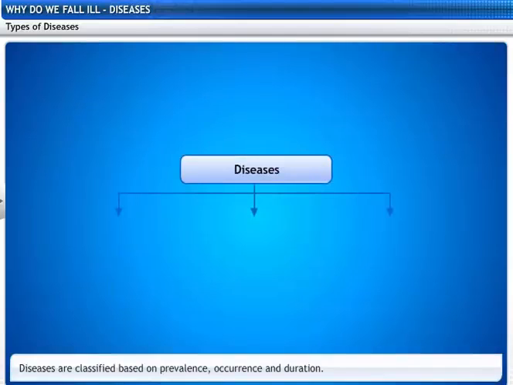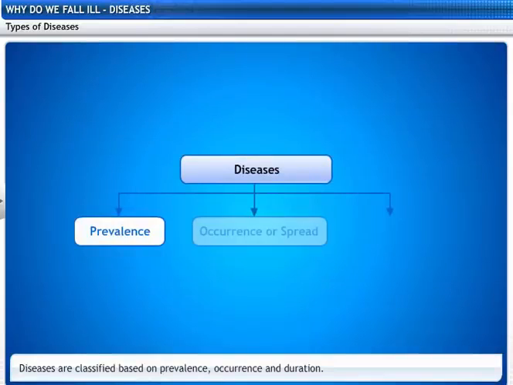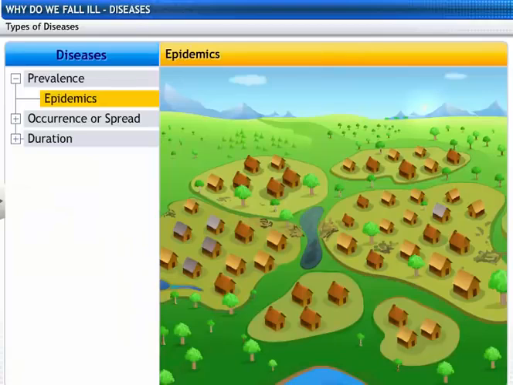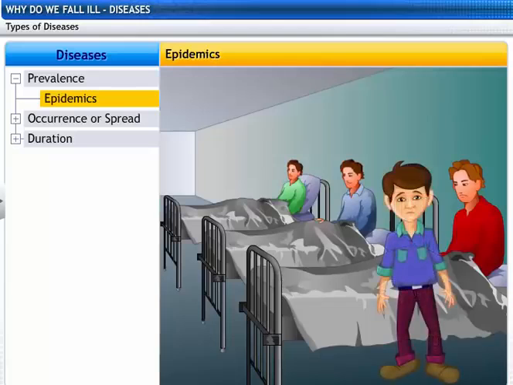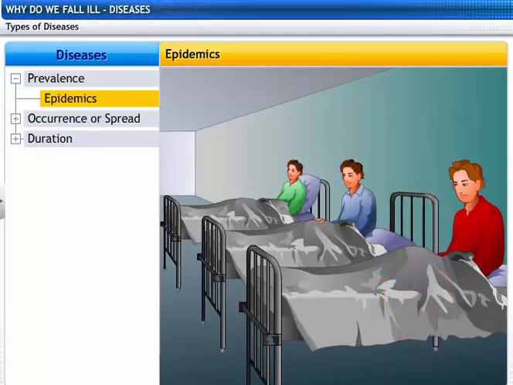Diseases are classified based on prevalence, occurrence or spread, and duration. Epidemics are diseases based on prevalence. These are outbreak diseases that attack many people at the same time and spread very quickly. I know about epidemics. A plague is an example of an epidemic.